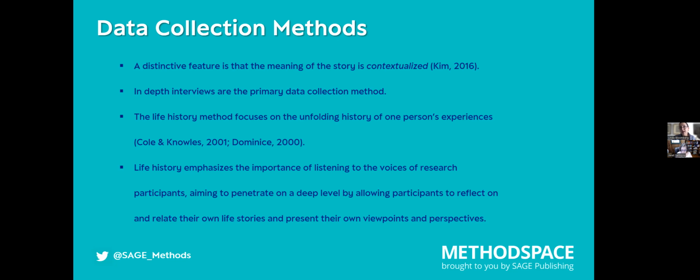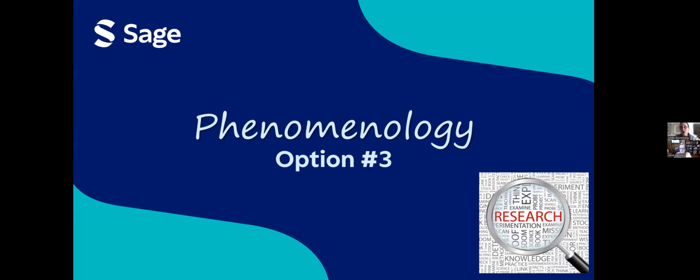So whereas with case study, we use various data collection methods for purposes of triangulation, as Dr. Boberg illustrated, here the key method of data collection is in-depth interviewing to penetrate life history. And one could also use some of the other data collection methods in addition to this primary method for purposes of triangulation, but it's not as critical as it is in case study. I'm going to hand over now to Dr. Boberg to talk about our third option, which is phenomenology.